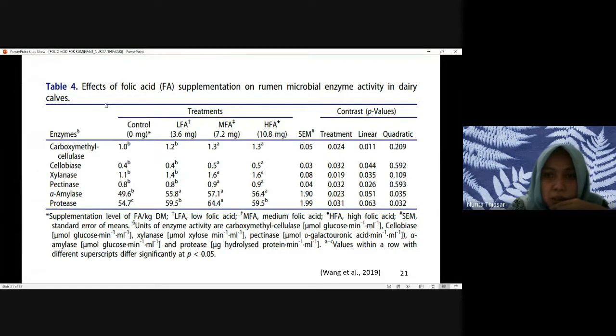And this is, I'm sorry, this is the effect of folic acid supplementation on rumen microbial enzyme activity. So here I would like to show the effect of folic acid on carboxymethyl cellulase, cellobiase, xylanase, pectinase, amylase, and protease, which increased with the increasing level of folic acid.